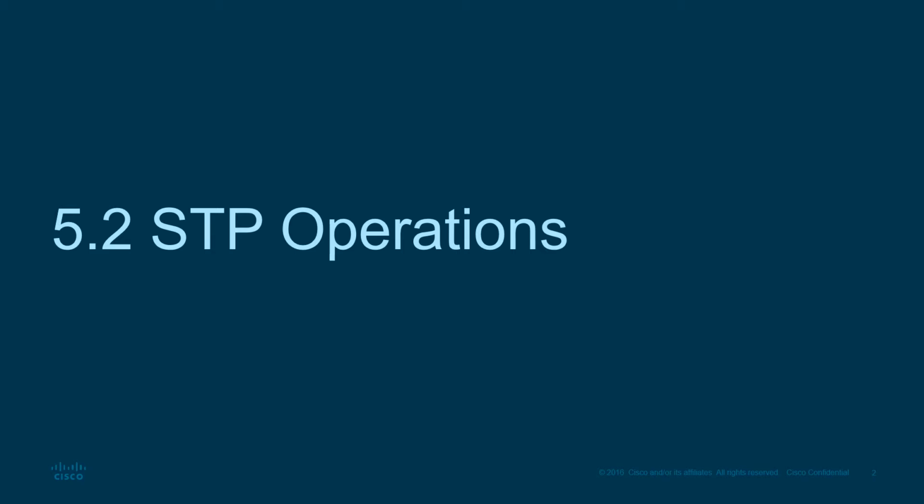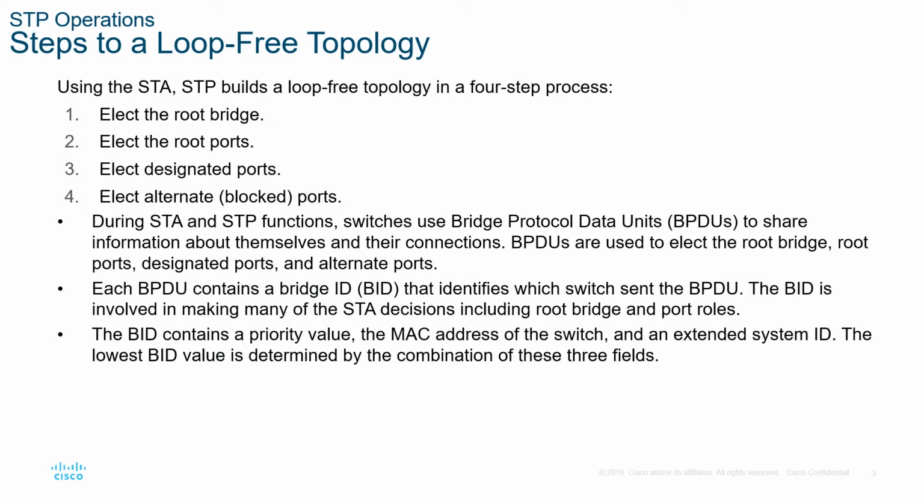STP operations. Using the spanning tree algorithm, STP builds a loop-free topology in a four-step process. First, it elects the root bridge, then elects the root ports, elects designated ports, and elects alternate ports.